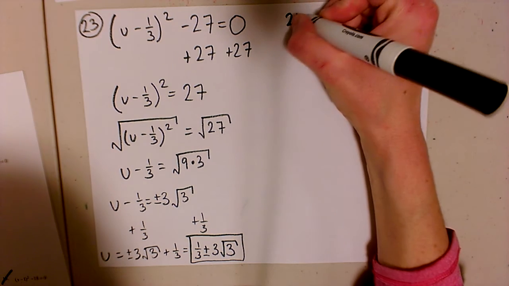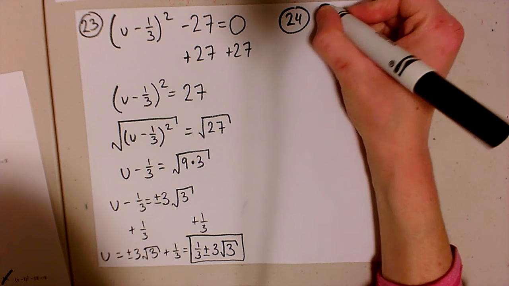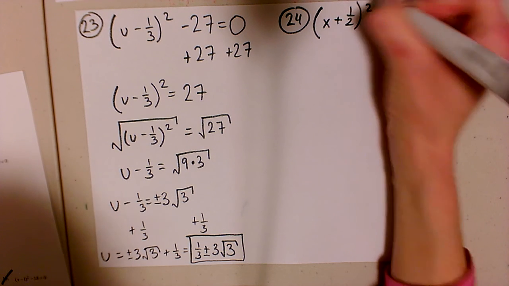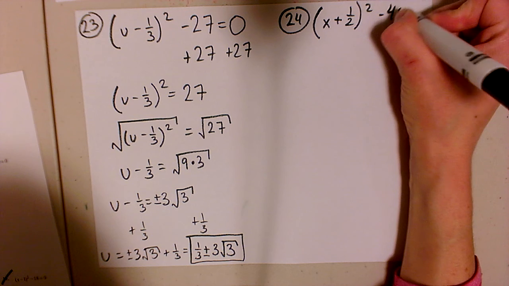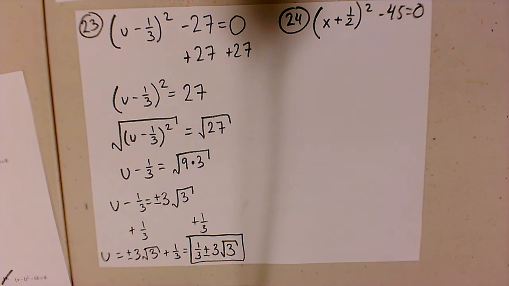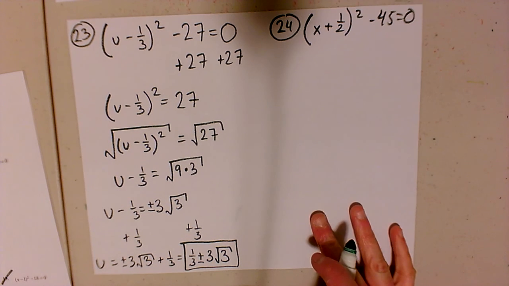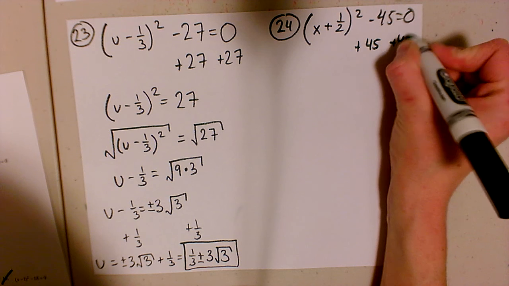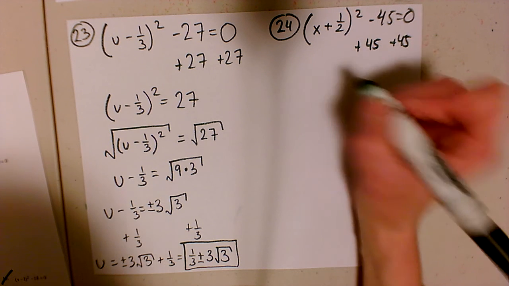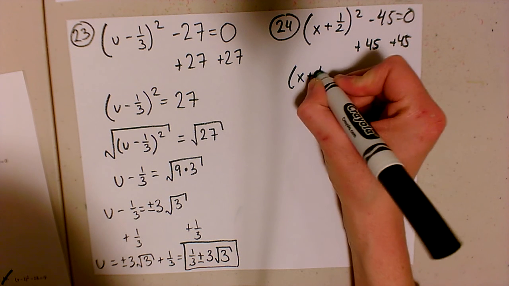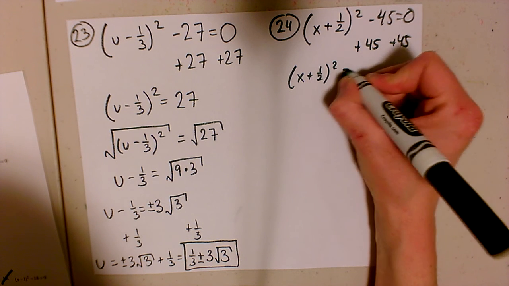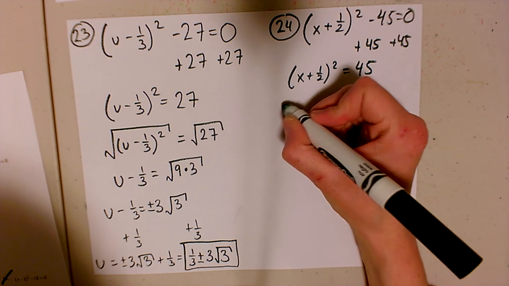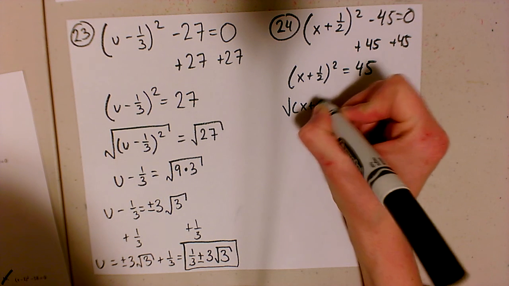So for the last problem, we have 24. We're going to have x plus 1/2, the whole thing squared, minus 45 is 0. So we'll go ahead and add 45 to both sides. So I'm going to get x plus 1/2, the whole thing squared, is 45. And now we'll take the square root of both sides.